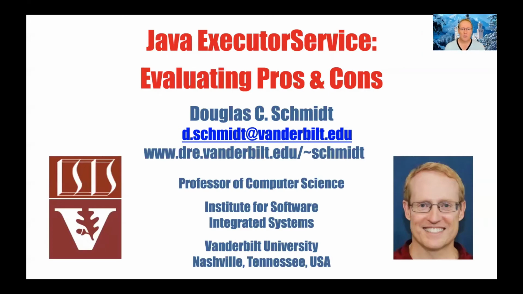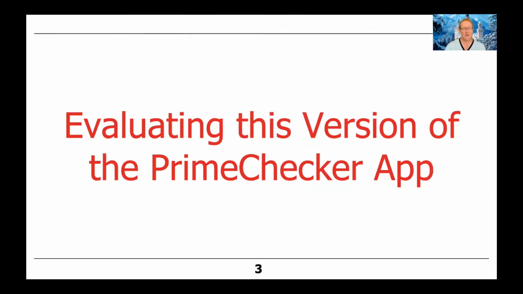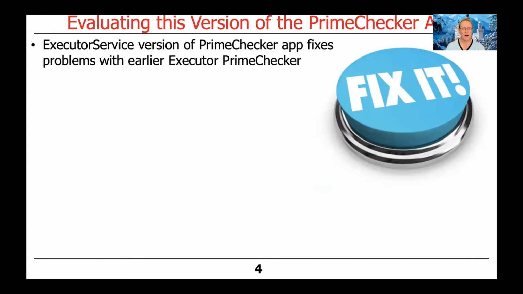So we're going to start a discussion by wrapping up the pros and cons of the Java ExecutorService framework. And we're going to look at this primarily in the context of the PrimeChecker app we've been using as a running case study throughout these lessons. Of course, the topics I'll be describing here generalize to other things as well.